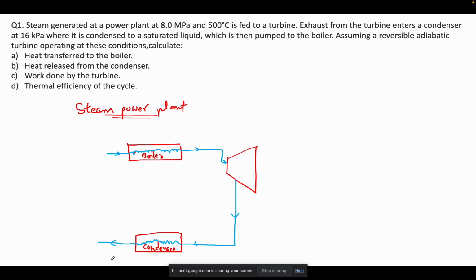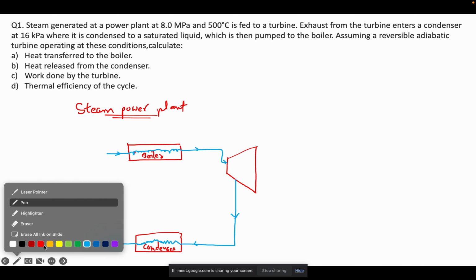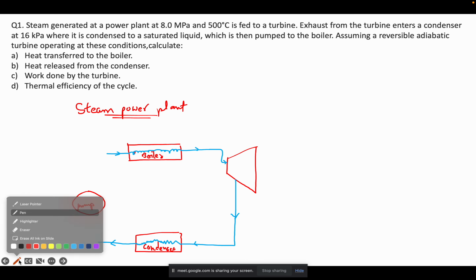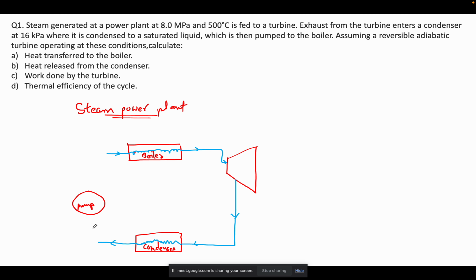Why? Because after this it has to enter a pump, which will push the liquid water back up, because in the expansion the pressure dropped. So now again it will pull it back to the original pressure level from where it started, such that steam formation can take place inside the boiler. So this is the overall process.